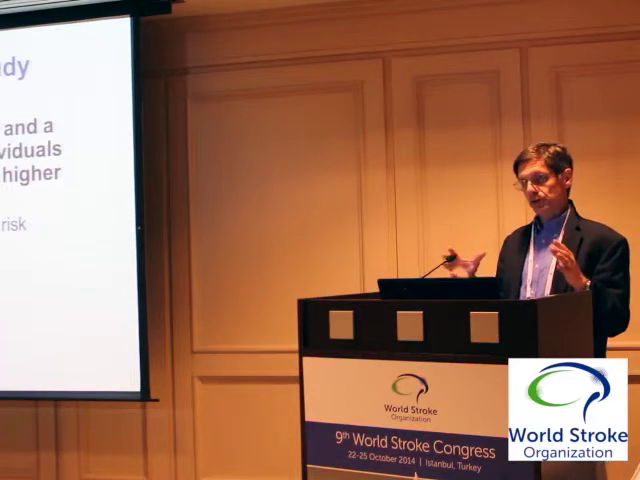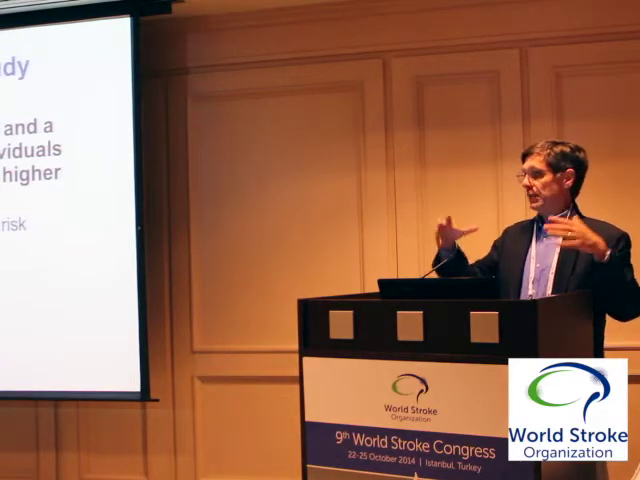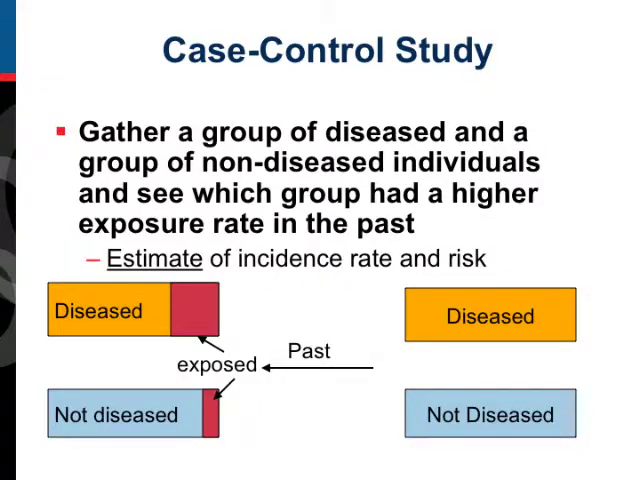So a case control study is where you gather a group of the people with the outcome, the stroke, let's say for example, and a group of non-stroke, non-disease individuals, and you see which group had a higher exposure rate in the past. As the cohort is going forward, you can look upon this as sort of the retrospective look at what happened in the case control. So you start with what happened, the outcomes. And then you go backwards and you say, well, who was exposed? Who wasn't wearing their helmet? Who was? And that's the principle.